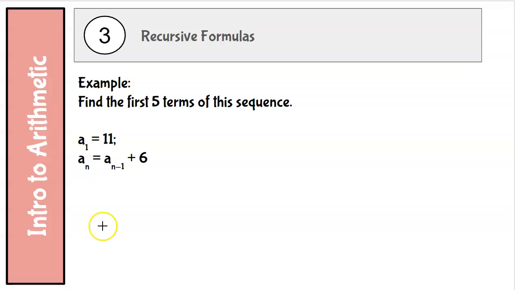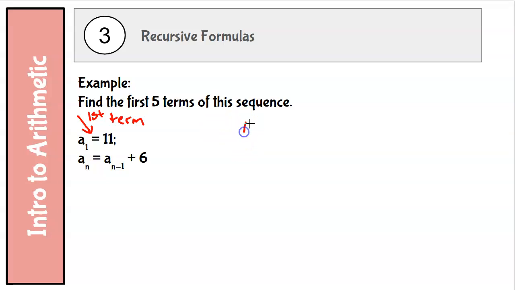In a recursive formula, they're always going to give you the first term or some term. Because if they don't give you one term, you're not going to be able to figure out the rest of the sequence with a recursive formula. So this is telling me that the first term is 11. And I have to find the first 5 terms of the sequence.